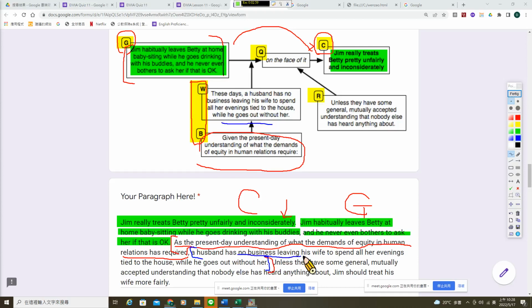has no business leaving his wife to spend all her evenings tied to the house, while he goes out without her. Her refers to wife, and there's nothing wrong. Her is correct. So look here. This is warrant. So these days, a husband has no business leaving his wife to spend her evenings tied to the house while he goes out without her.